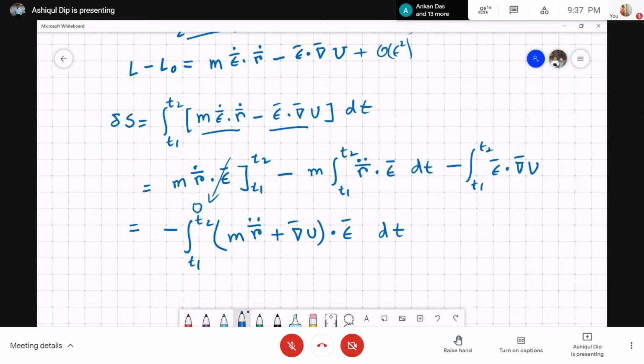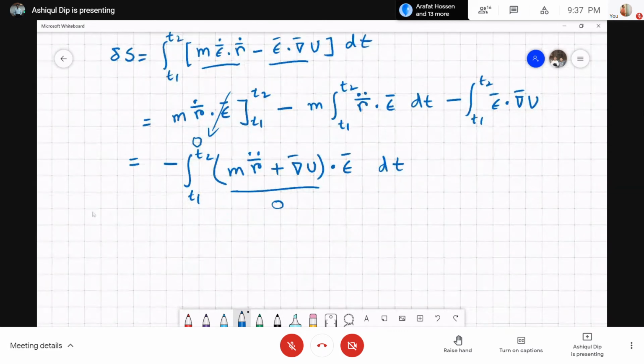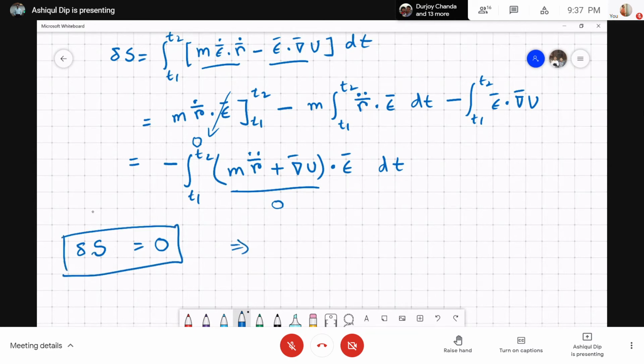Yes. But from Newton's law, we know this thing is 0, right? Yes. So that's what we substitute here. If you substitute 0 over there, that gives you 0. So we now have the variation of S to be 0 when you impose Newton's law. So this is equivalent to Newton's law, at least in the mechanical case.